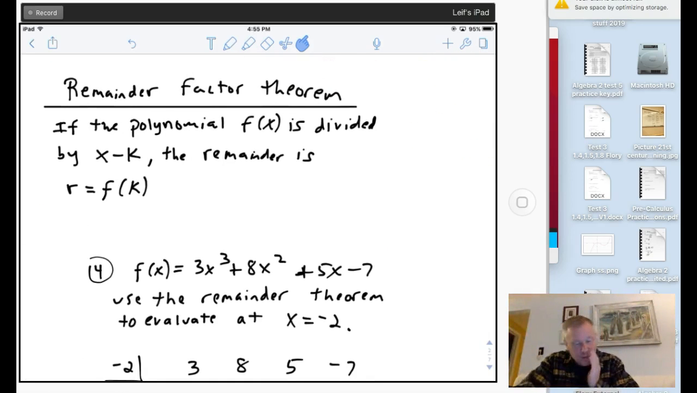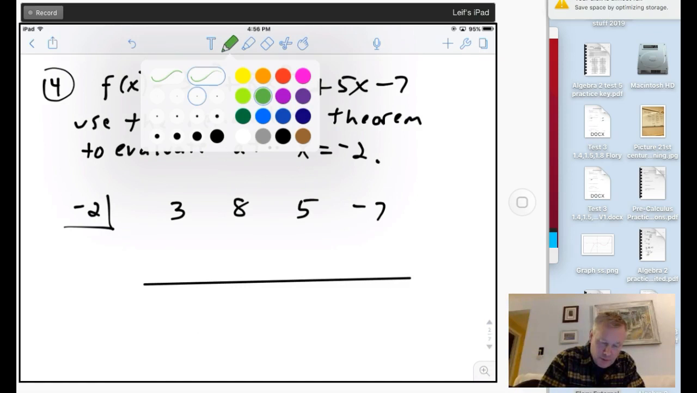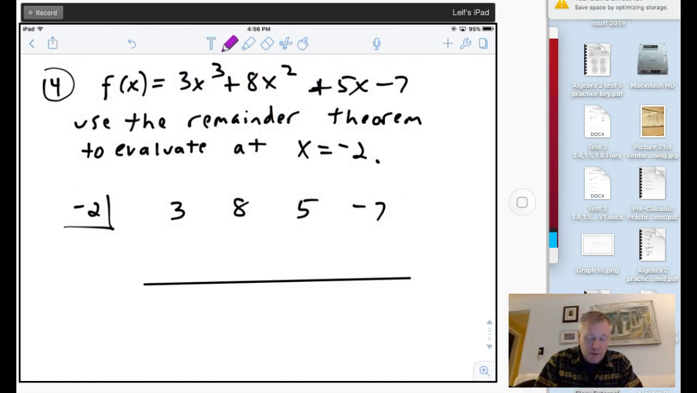Next, we got the remainder factor theorem. If the polynomial f of x is divided by x minus k, the remainder is r equals f of k. And I'm going to show you how to use that too, but I figured I'd write it down for you so you can see it once. Okay, so we're going to use the remainder theorem to evaluate at x equals -2. So notice I didn't change the sign on that one because they said x equals. It's not x minus 2 in parentheses. So I'm using the same number, not changing the sign. And then I'm going to use synthetic division to evaluate it. All right, and the idea is I want to find out what the remainder is. That's really the big thing.